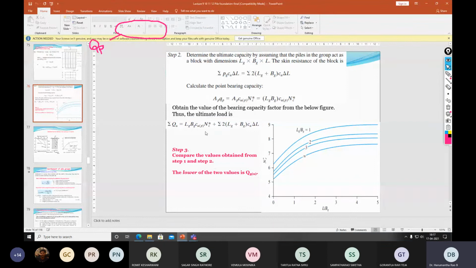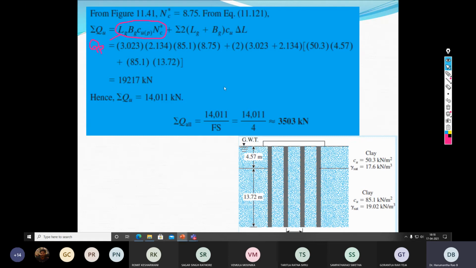Look at the equation. Delta Qu is equal to, as a block, the summation of 2 into (Lz plus Bz) multiplied by Cu and multiplied by delta L. So 2 into (3.023 plus 2.134) into Cu, which is 50.3, multiplied by 4.57, that is for the first layer, and Cu of the second layer is 85.1 multiplied by 13.72. If you substitute and calculate, the pile load capacity is 19217 kilonewton.